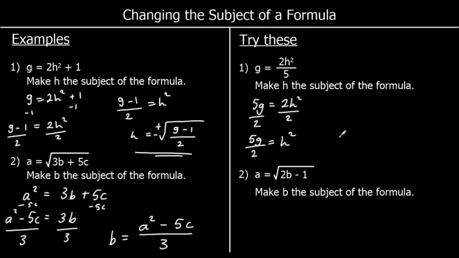And the opposite of squaring is square rooting. So if I square root both sides, I'm going to get plus or minus the square root of 5g over 2.